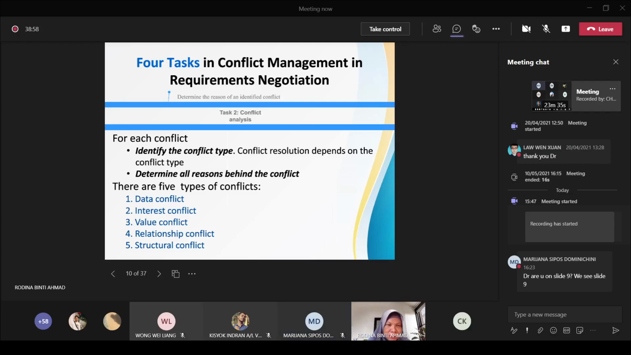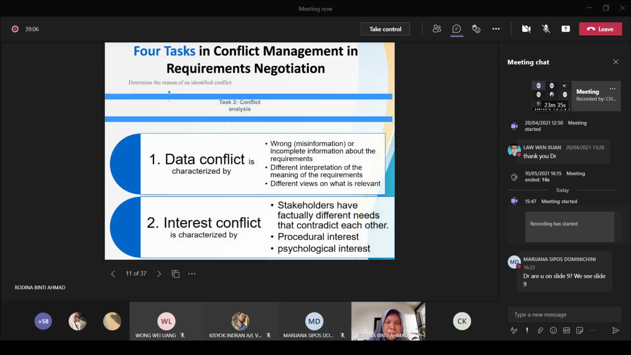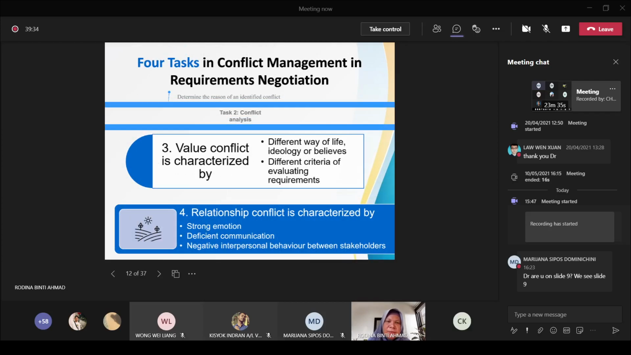Okay, so we already discussed the five types of conflicts, and we mentioned the characteristics of these conflicts. Data conflicts are characterized by wrong or incomplete information about the requirements, maybe different interpretation of the meaning of the requirements, and also different views on what is relevant. Then we have interest conflicts: stakeholders have factually different needs that contradict each other, different in terms of their interests and goals, whether procedural interests or psychological interests. And then value conflicts are characterized by different ways of life.